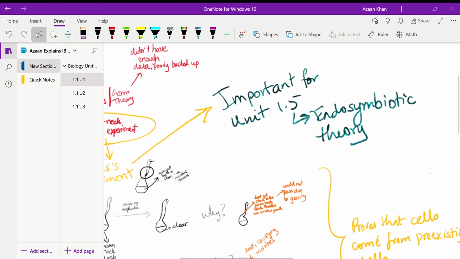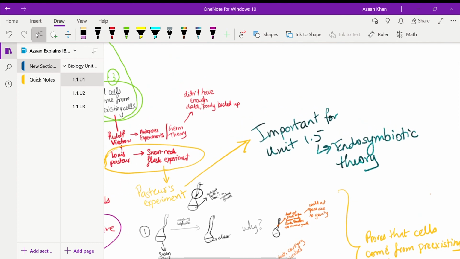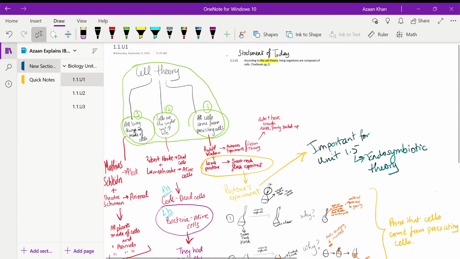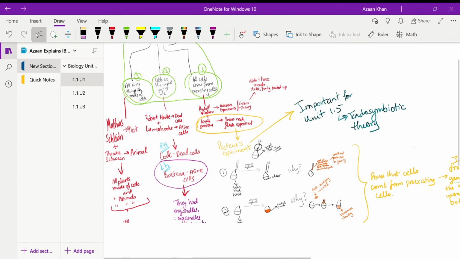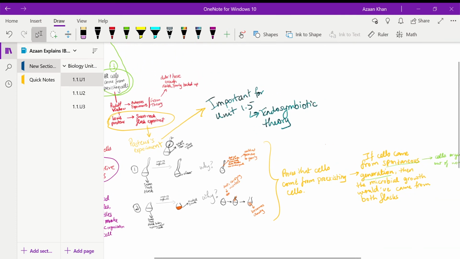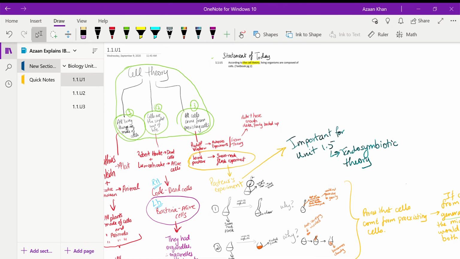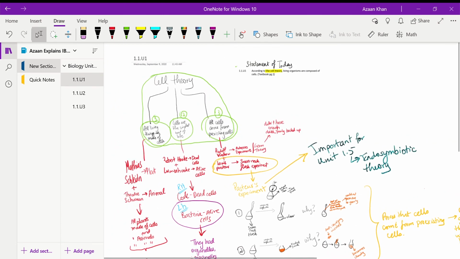This experiment will prove very important, as I mentioned previously, in Unit 1.5 when we study endosymbiotic theory, because you will need to understand a little bit more regarding the origin of cells themselves. For now, though, this is Unit 1.1, Understanding Statement 1.